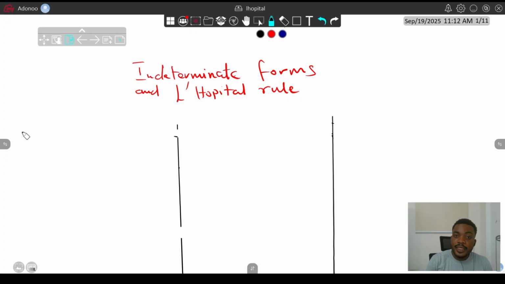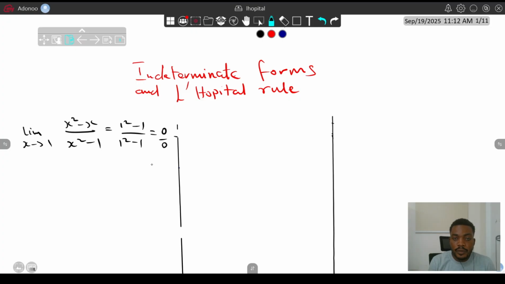Right. So we said in the previous video that if we have a rational function like this, x squared minus x all over x squared minus 1, and we insert the limit point, which is 1, into the function, we are going to have 1 squared minus 1 over 1 squared minus 1, and this is 0 over 0, which is an indeterminate form. Okay? Now, we can test what happens when x approaches 1 by simplifying the function.